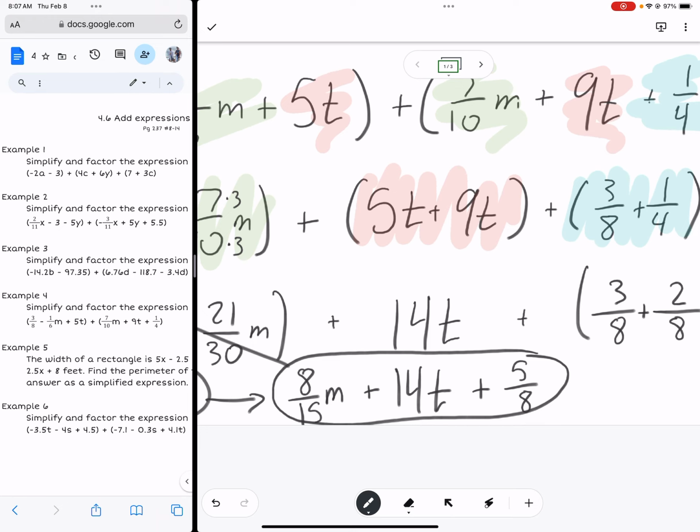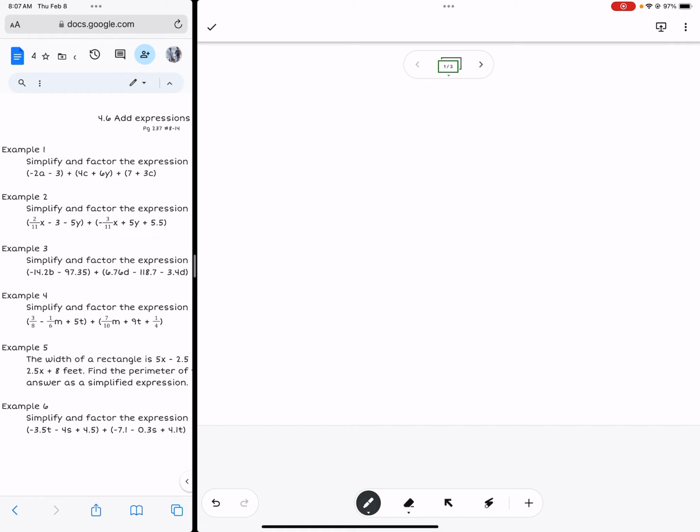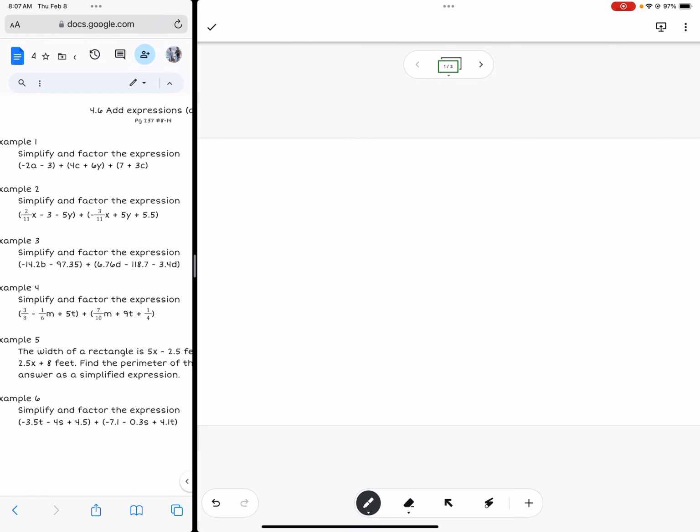All right, example 5. Example 5 is a little tougher. We have a rectangle, and I would really appreciate it if you guys drew it. We're going to label width, and we're going to label length, and they're the same on each side.